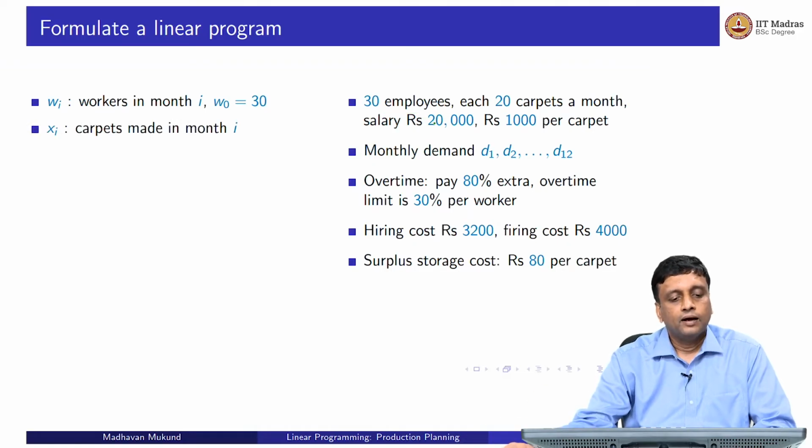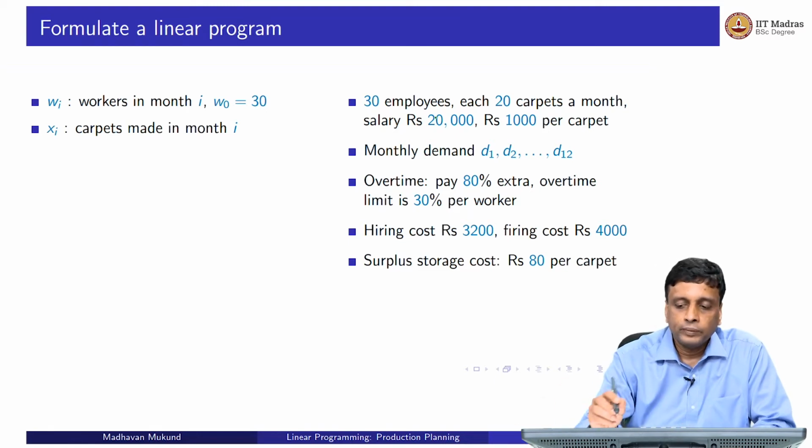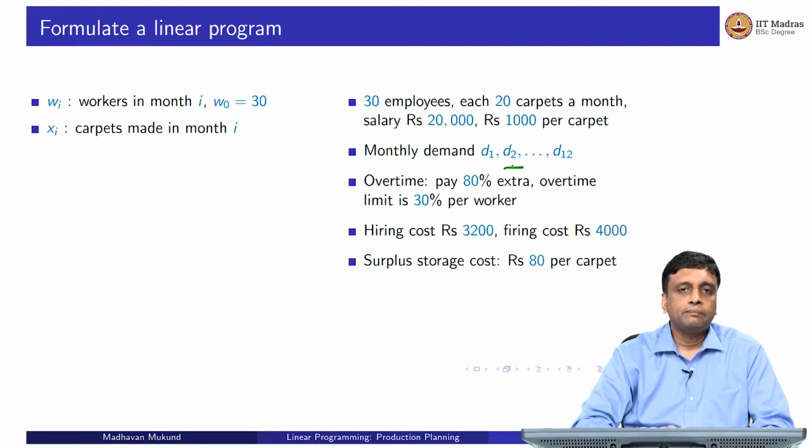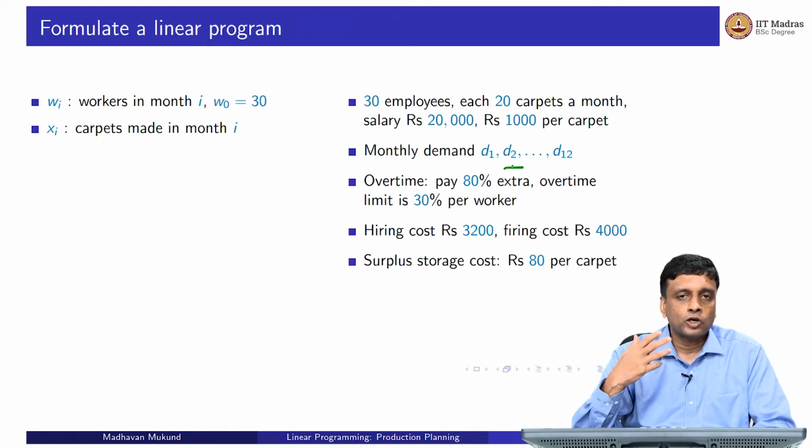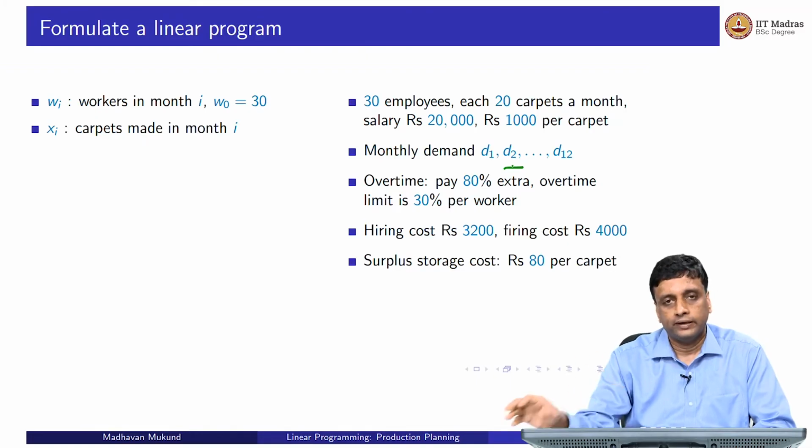Let Xi be the number of carpets that I make in month i. Ideally, I would like to make Di carpets, right. In month i I have a demand of Di carpets, but I may make less or more, right, depending on how many carpets I have surplus or how many carpets I want to make surplus. So Xi is not always equal to Di.